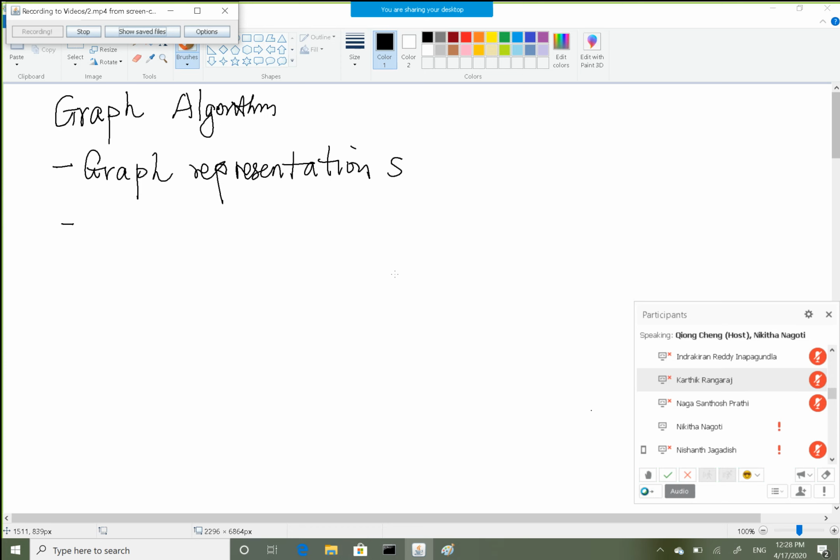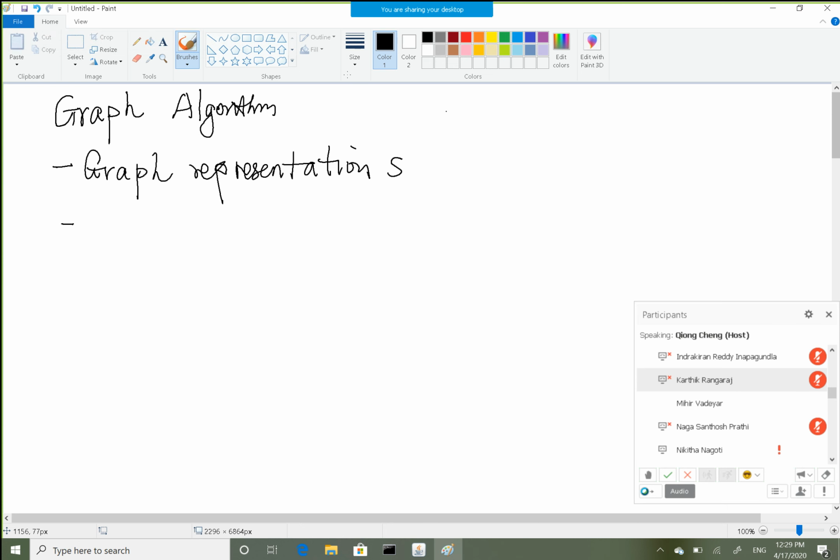Let's briefly review what we have learned in the graph algorithm. And also, you see we have a web page listing all the important materials and videos, right? Currently, we talk about the graph algorithm. The graph is a connection of complex related data, right? This is the definition of the graph.